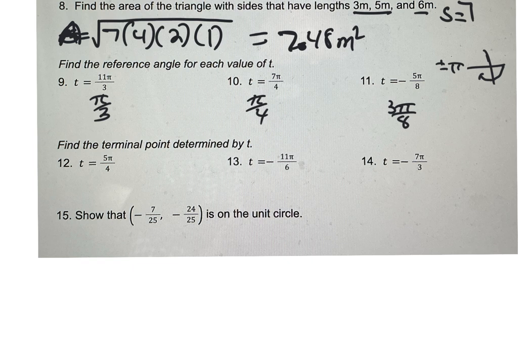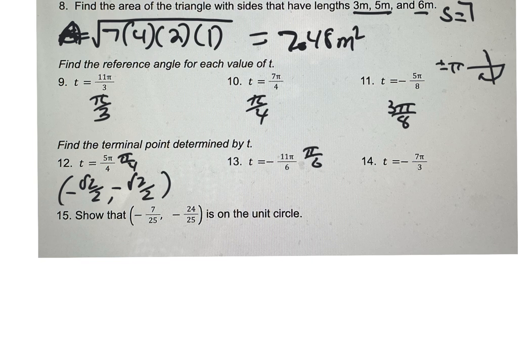All right, find the terminal point determined by t. Okay, I'm really thinking pi over 4 here. If it's pi over 4, that's a square root of 2 over 2. Both of them are square root of 2 over 2. The question is, what quadrant is 5/4 pi in? It's in the third, so everything's negative. Number 13, -11 pi over 6.